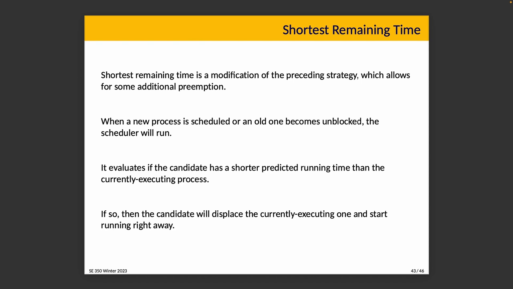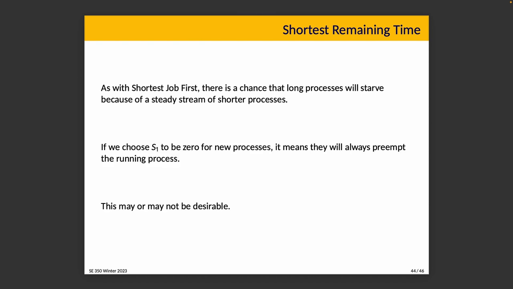And so as we can imagine, there is still a chance that long-running processes will starve because there is a constant stream of shorter-running processes, which we don't want. And similarly, if we choose S1 to be zero for all of the processes, it means when a new process is created, it always preempts the running one. That's okay in some situations. It's not great for everything. We do our best.